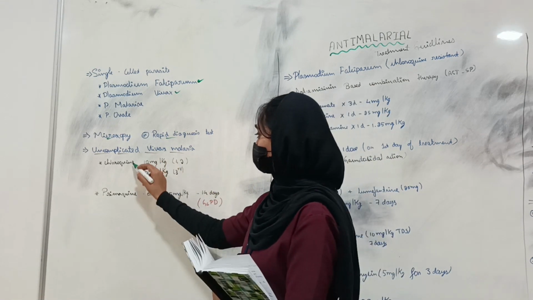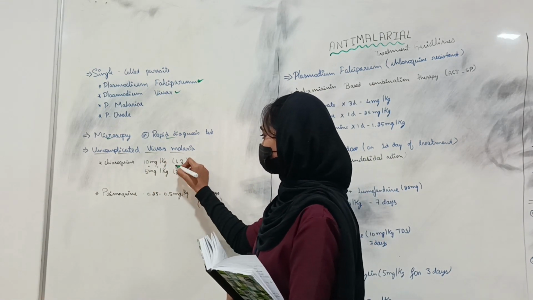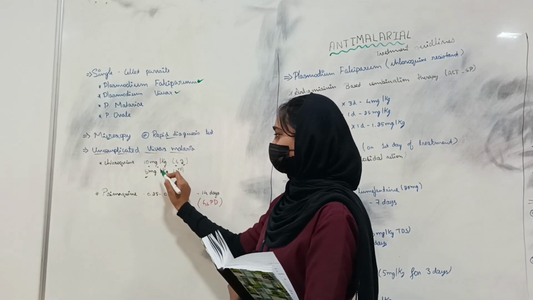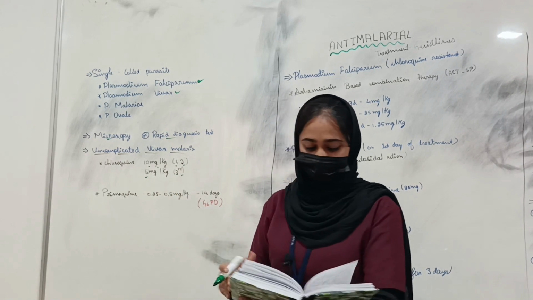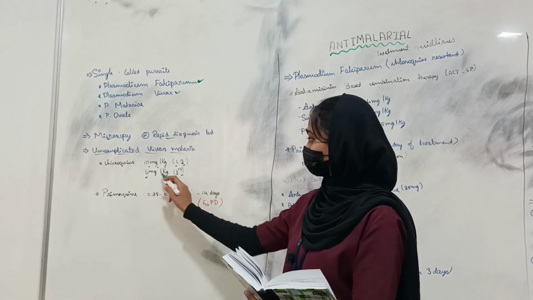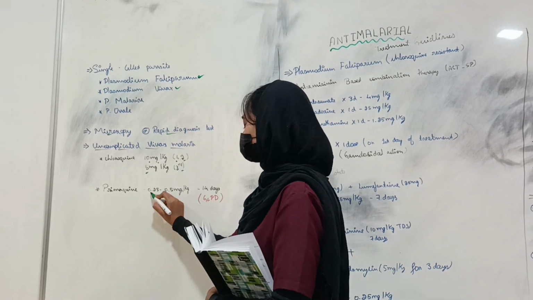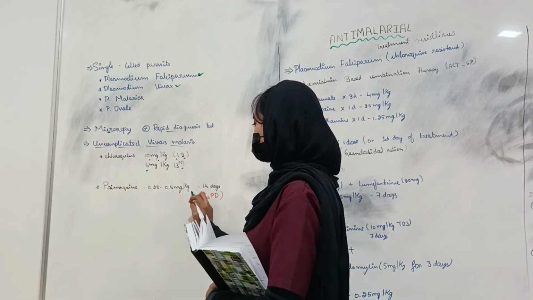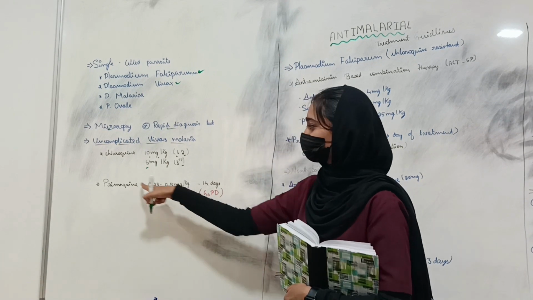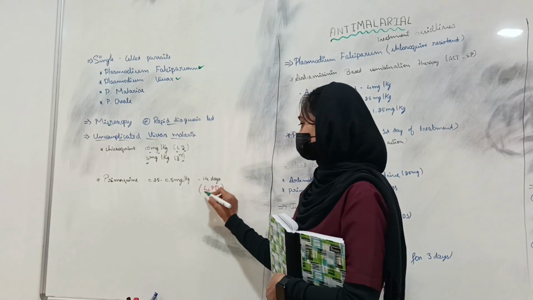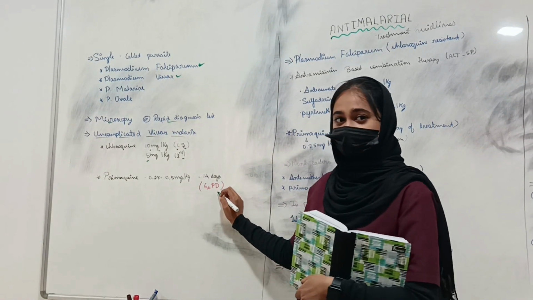So we are using chloroquine 10 mg on day 1 and day 2. Then we will use 5 mg on day 3. And we are using Primaquine 0.25 to 0.5 mg per kg for 14 days. Before you use the Primaquine, you have to check for G6PD deficiency.